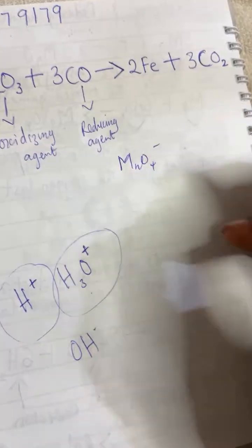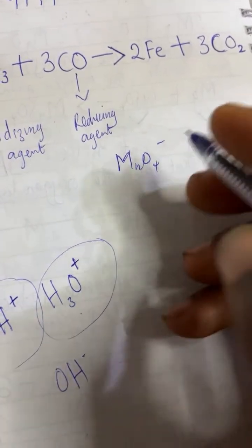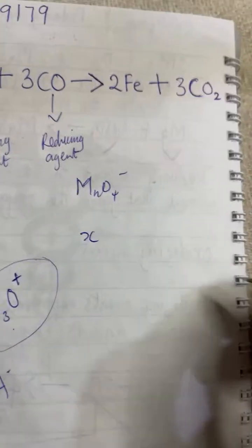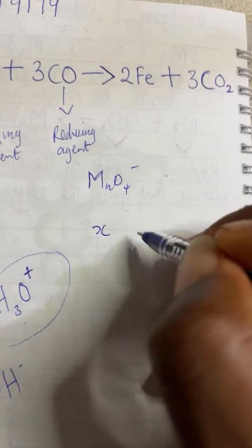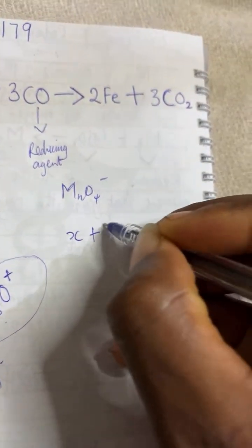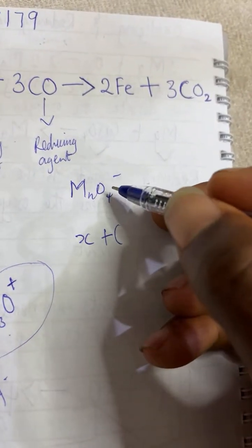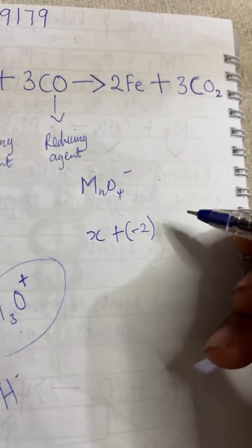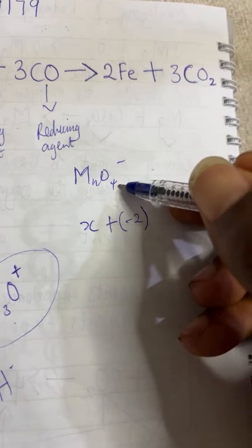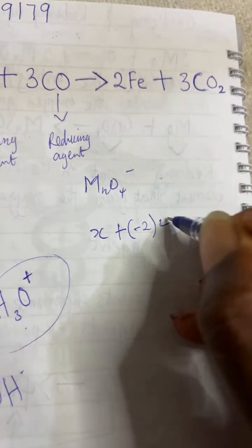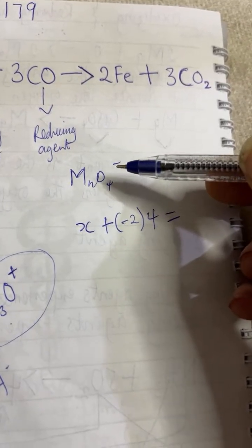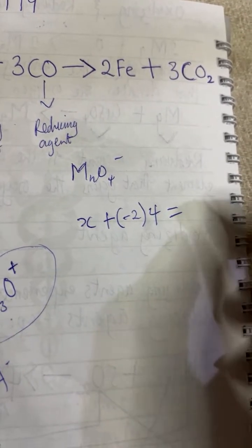MnO4 minus, right? We want to get the oxidation number of Mn. Let's say Mn is X. X plus, I believe you all know that the oxidation number of oxygen is -2, as I explained in the video on oxidation and reduction. -2 multiplied by the atomicity, which is 4, right? Everything is going to be equal to what? The charge. What is the value of the charge?